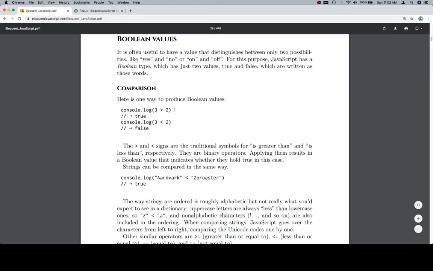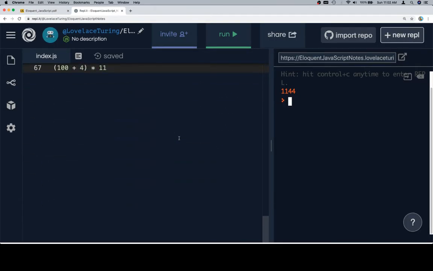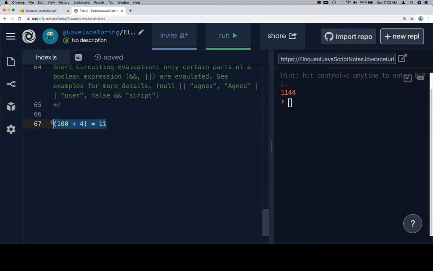Comparison. Here is one way to produce Boolean values. Let's go ahead and grab one of these pieces of code, bring it over to our repl, and run it and just see what happens. So we're console.logging 3, and then this sideways caret symbol, 2. If we run this, what we're going to get is true. The reason it's true is because this is a greater than operator, and it's going to compare to see if this is greater than this. If it is, this entire expression is going to evaluate as true. If it's not, it's going to be false.